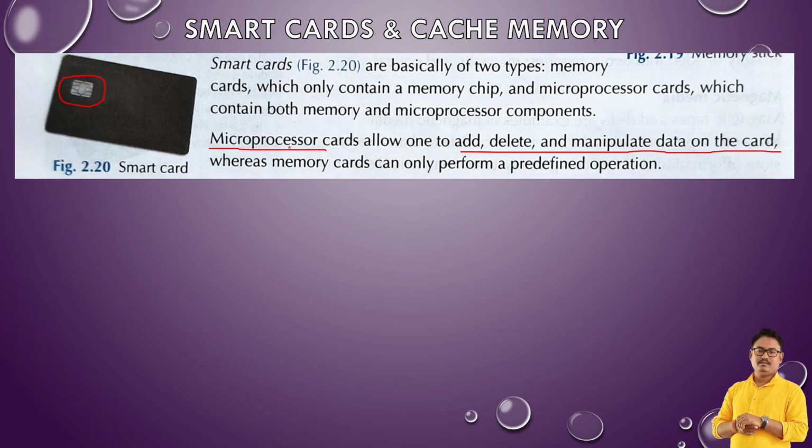Okay. So smart cards also have two types. One is the memory card, with a memory chip, and another is the microprocessor card, with the memory chip and microprocessor.